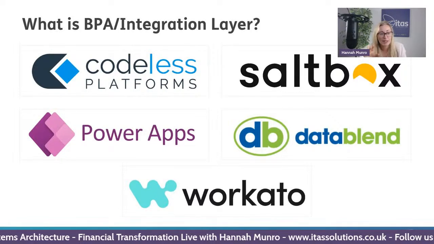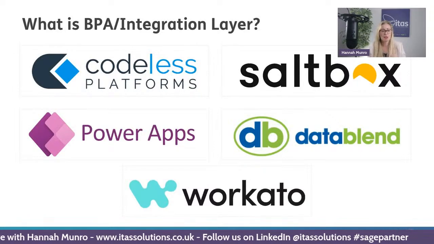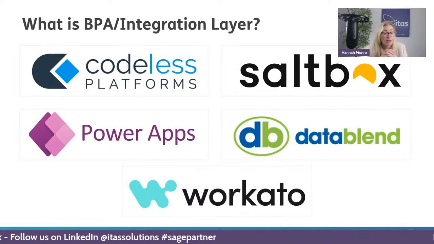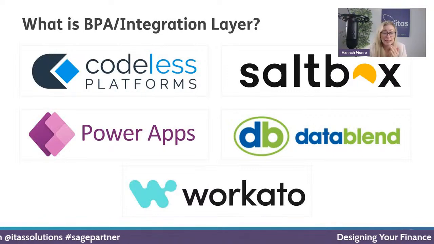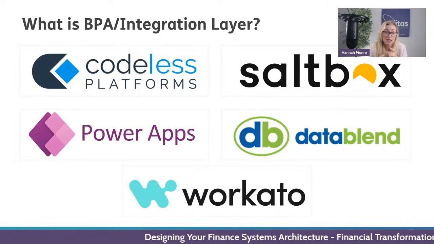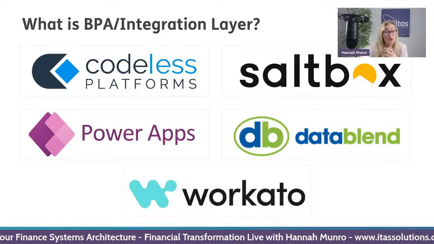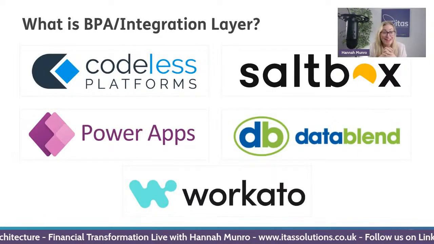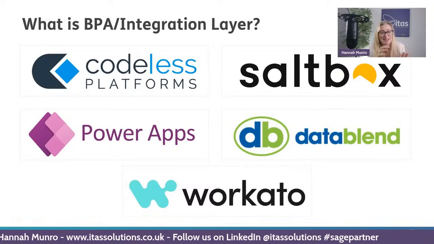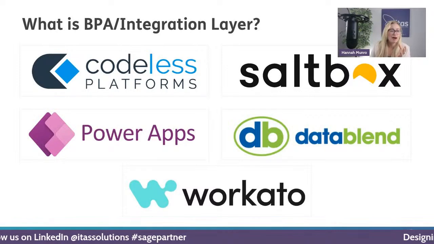So what is a BPA or integration layer? A BPA or integration layer helps automate the processing between systems, but also within systems. A couple of the ones that we work with are Codeless, Saltbox, Power Automate, Data Blend, and Workato. They're just some examples of them, and I would recommend different ones depending on the requirement. And that's the hard thing, and it's something I spend a lot of time doing, digging into these systems and figuring out which is the right one to look at.